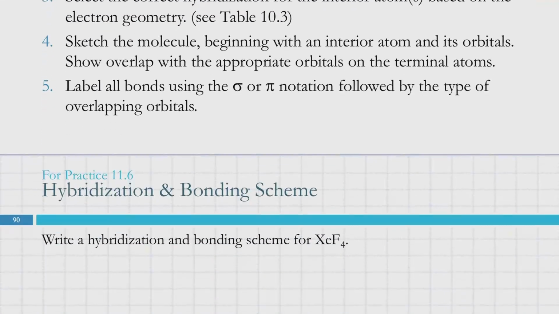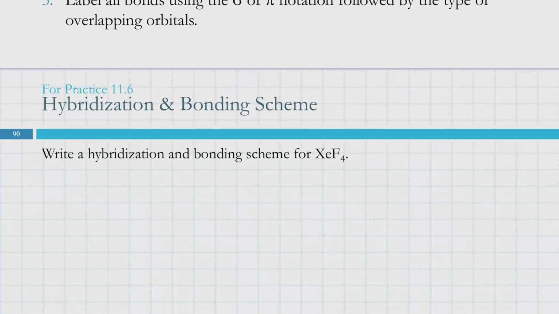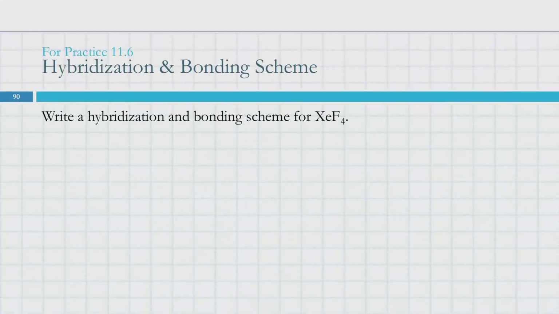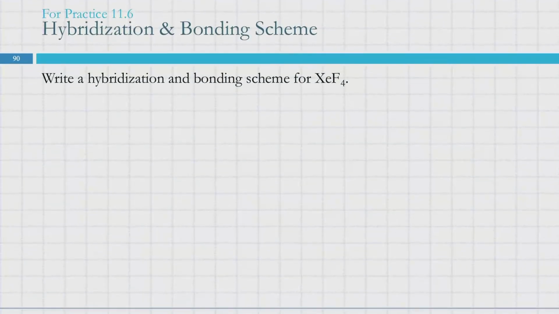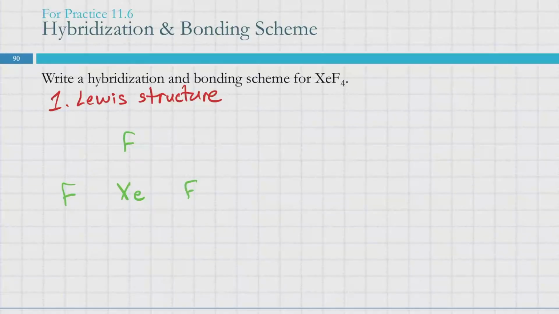So if we want to write hybridization and bonding scheme for XeF4, what do we need to start with? Lewis structure. So step 1, Lewis structure. We can start out with a skeleton. Xenon's going to be in the middle because that gives us the most symmetry, and also fluorine only likes to have one bond. So it'll probably look something like that.